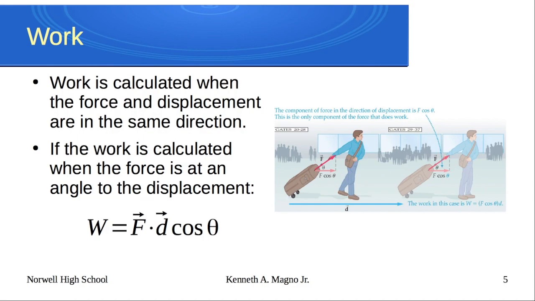So imagine when you're pulling a piece of luggage that has those little rolly wheels at an angle. Well, only a component of your force actually pulls it forward, because some of your force is pulling up on it. And that component that pulls it forward would be the F cosine theta over that displacement. And that's the work that's actually being done in that same direction.